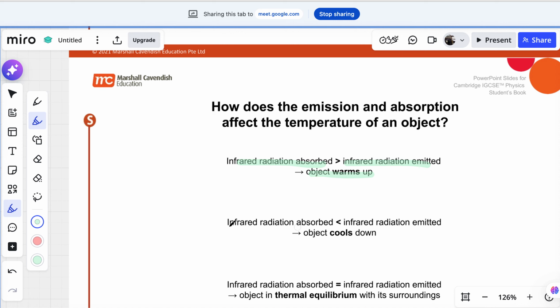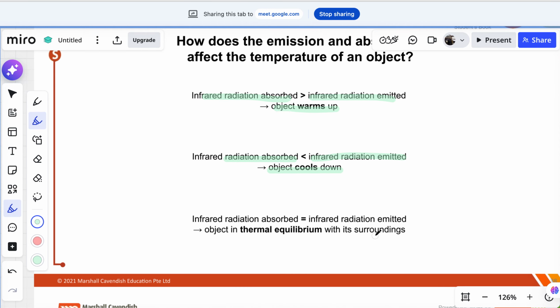Now, when the infrared radiation absorbed is smaller than the infrared radiation emitted, the object will cool down, because what you are absorbing is smaller than what you are emitting. You are emitting more, so you're losing more thermal energy than what is coming to you. So the object cools down.